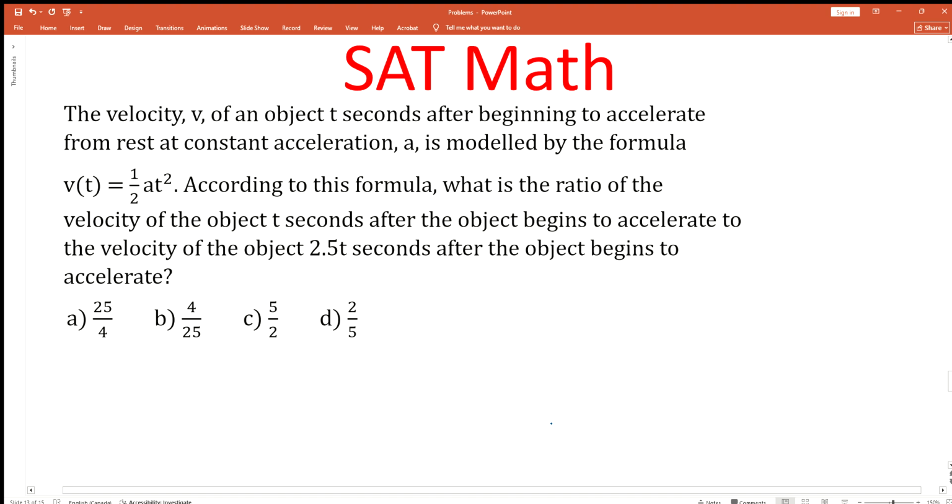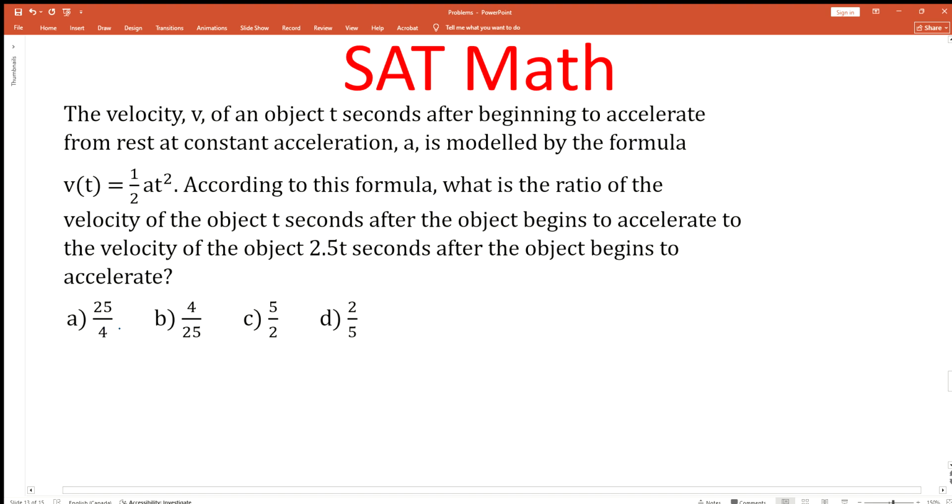In this video, we'll solve a function notation problem. As per the problem, the velocity v of an object t seconds after beginning to accelerate from rest at constant acceleration a is modeled by the formula v of t equals half times a times t squared. According to this formula, what is the ratio of velocity of the object t seconds after the object begins to accelerate to the velocity of the object 2.5 t seconds after the object begins to accelerate?